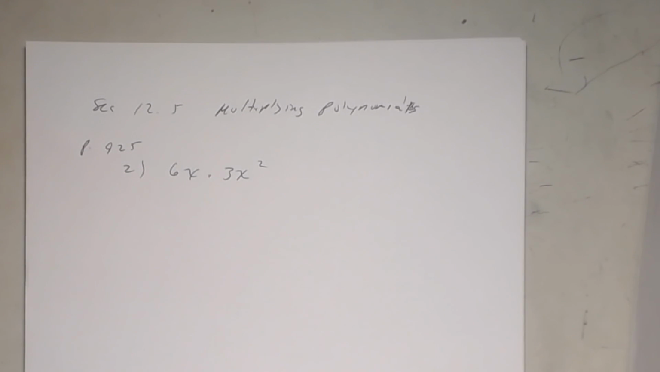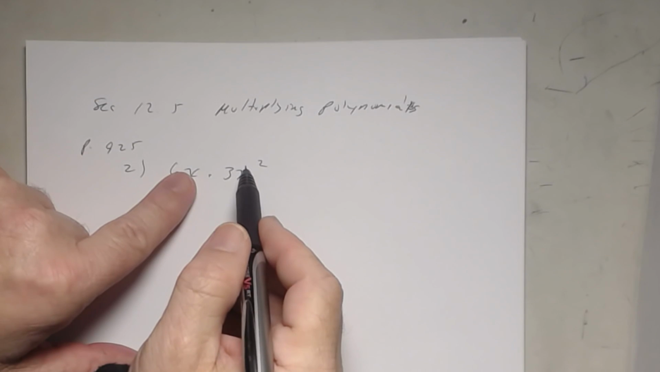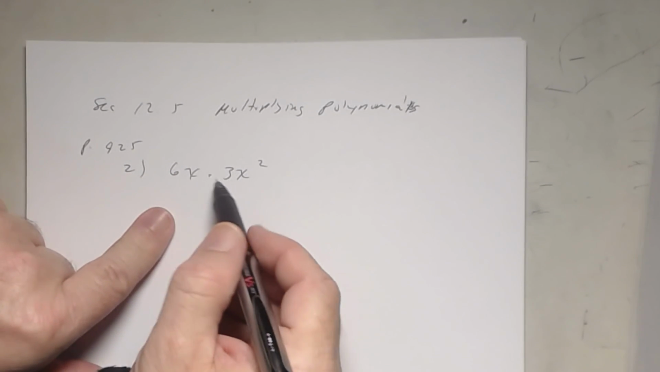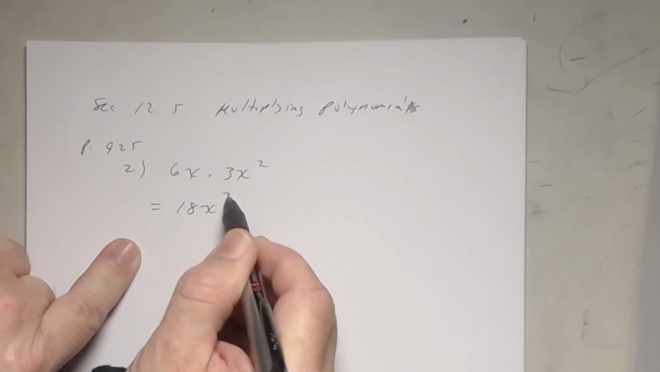How did you multiply this in the previous section, though? What do you do? What rule do you use? What's that rule called? The product rule. Remember, product rule says when you multiply like bases, you do with those exponents. Add them. So what's x times x squared? X cubed. And what's 6 times 3? So what's the answer? 18x cubed.